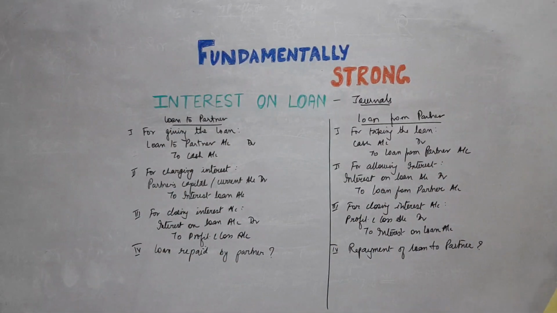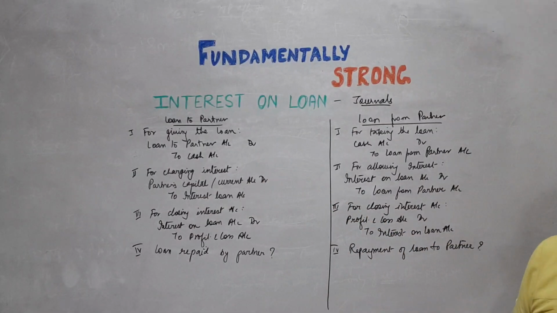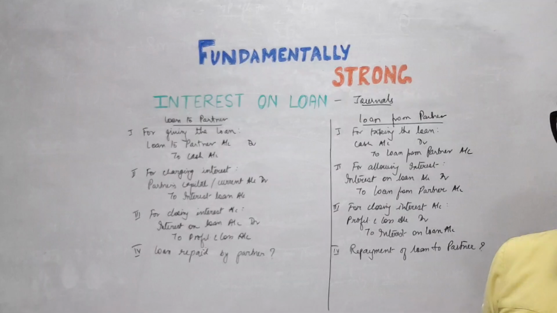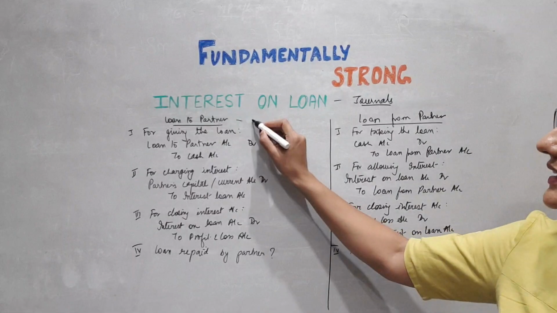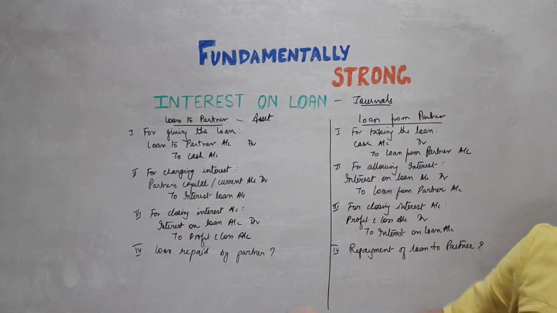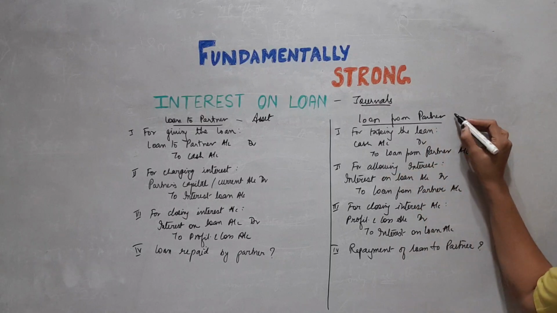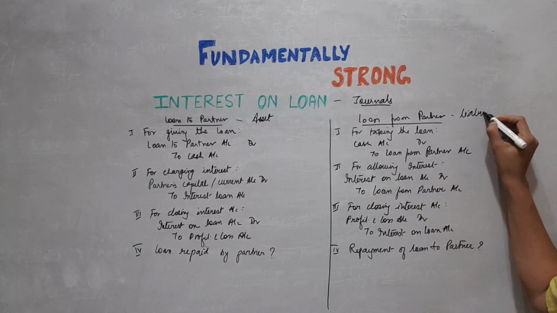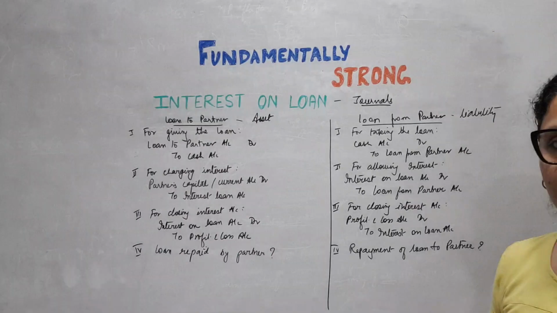On one side we have loan to partner. We just discussed, is it an asset or a liability for me? Loan to partner, absolutely, it's an asset for the firm. This side we have loan from partner, which we are talking about. It is a liability to the firm. Okay?